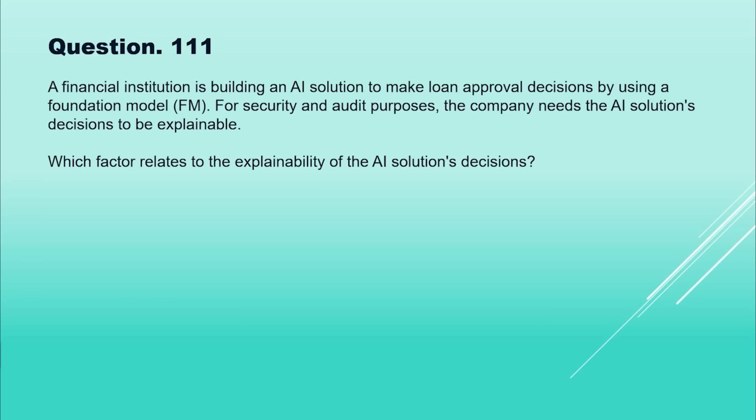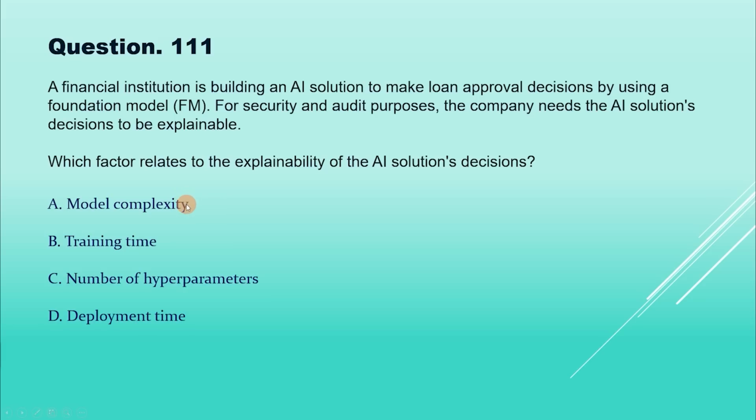Now question number 111. A financial institution is building an AI solution to make loan approval decisions by using a foundation model. For security and audit purposes, the company needs the AI solution decisions to be explainable. Which factor relates to the explainability of the AI solution decisions? Here are the options. Model complexity. Option B, training time. Option C, number of hyperparameters. Option D, deployment time. So take your time to guess the correct answer here.